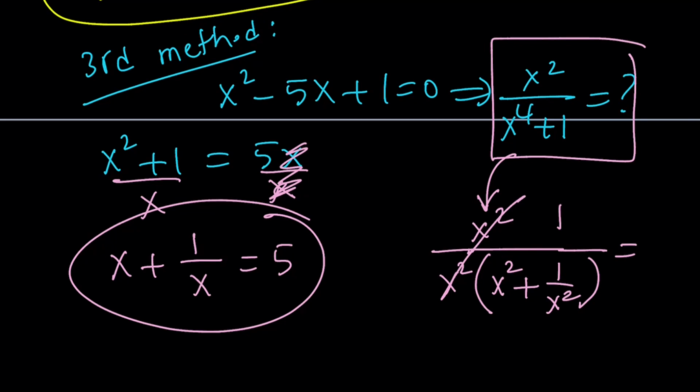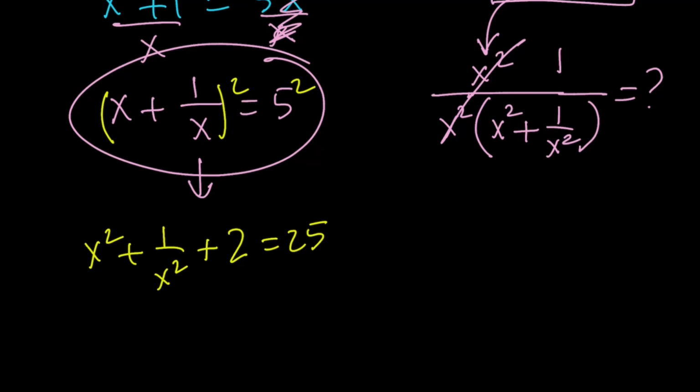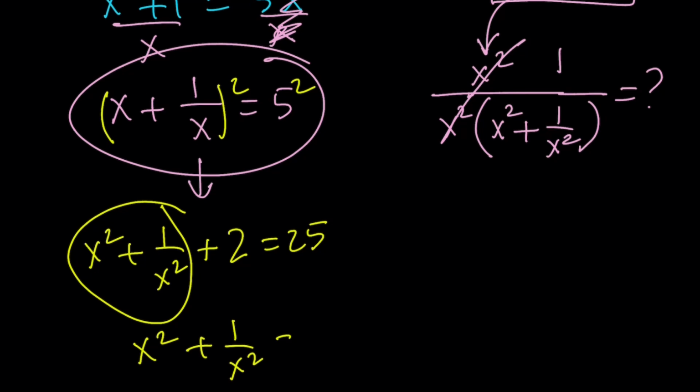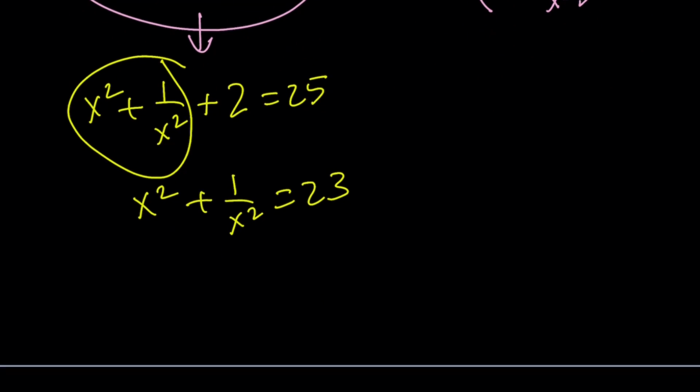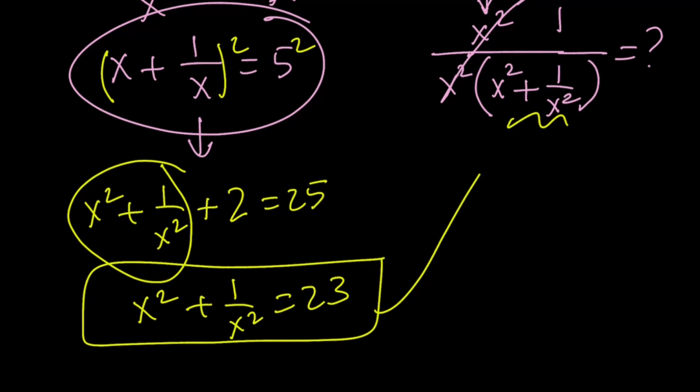So this is what I'm trying to evaluate, right? If I can find x squared plus 1 over x squared, then I got the answer. But what is it? Given x plus 1 over x equals 5, we can square both sides, right? And that's going to give us the following. x squared plus 1 over x squared plus 2ab, which gives 2, equals 25. If you subtract 2, you get x squared plus 1 over x squared equals 23. And if you remember, this is what we were looking for. If you substitute that here, then you'll get the answer as 1 over 23.